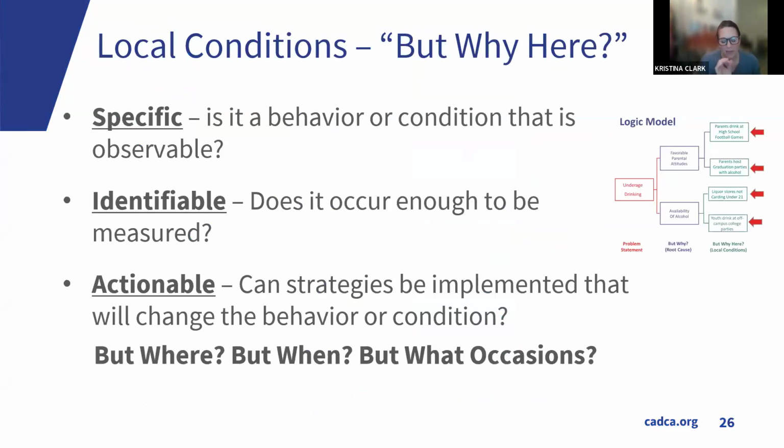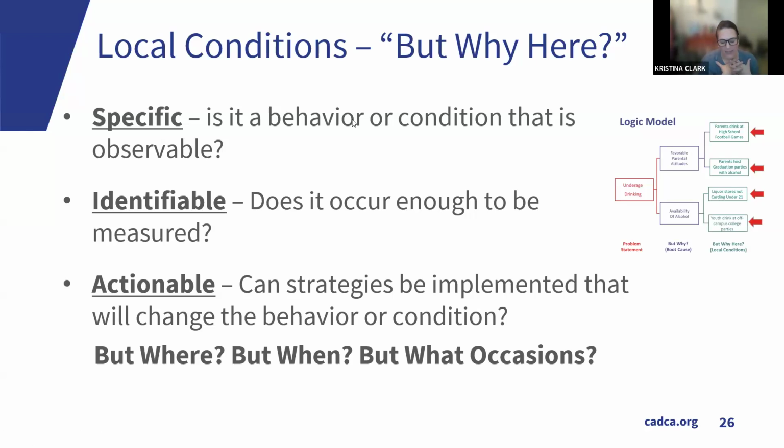So again, as we're working towards a logic model that has line logic and is beautiful and that we can have impact on, the place I see coalitions and people working on logic models struggle the most is when we get to local conditions. Because oftentimes we continue to put the thought bubble there instead of the behavior. So if you leave with anything today and you already have logic models, I want you to go back and look at those local conditions about the "but why here." And I want you to ask yourself, is it specific, again, that it's a behavior or condition that's observable?